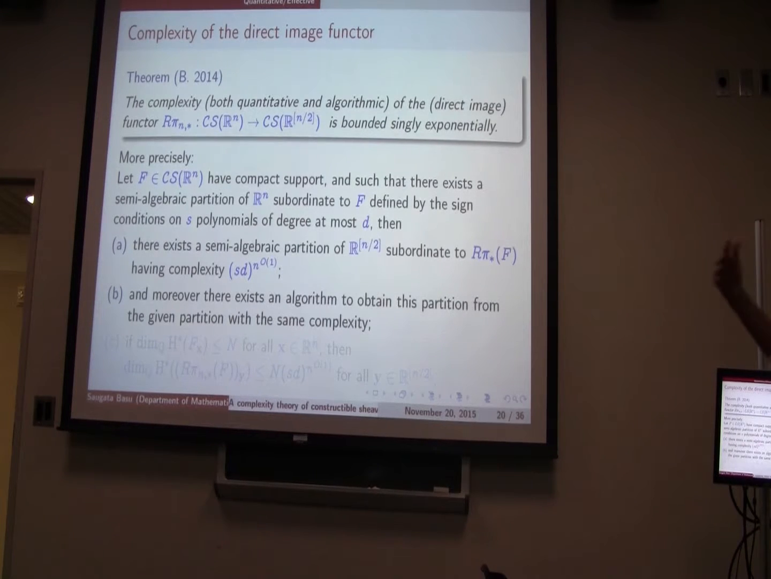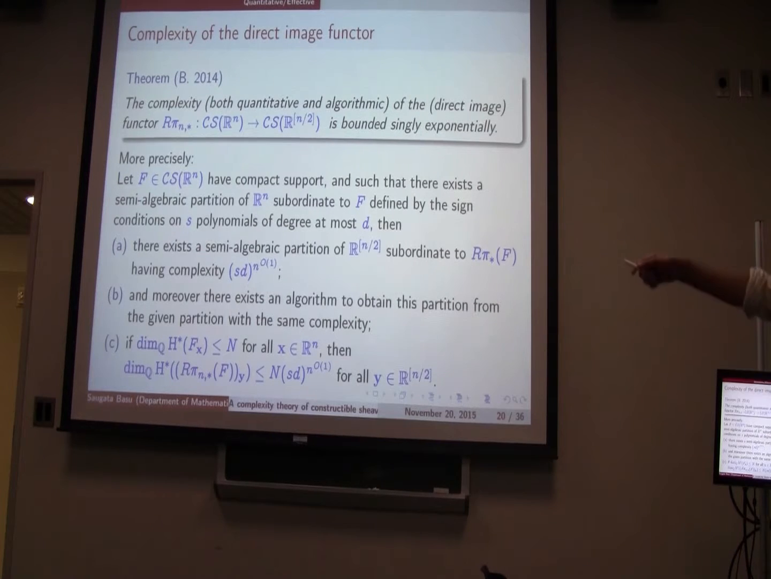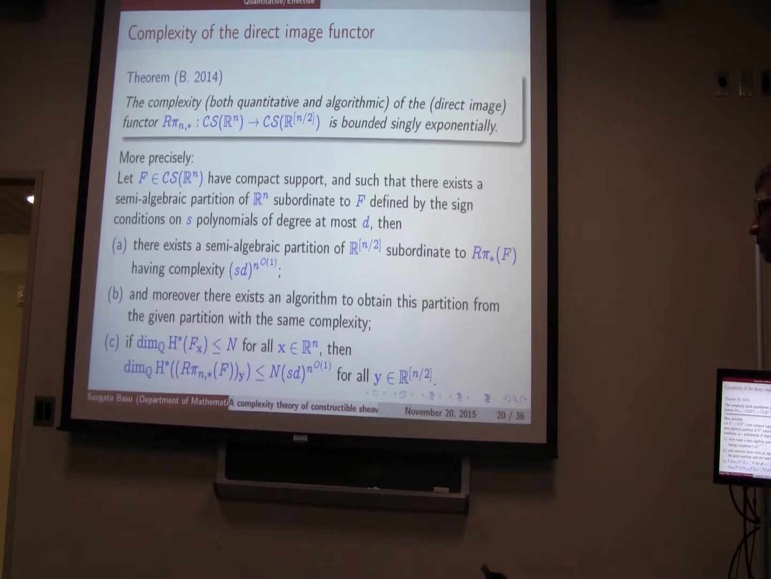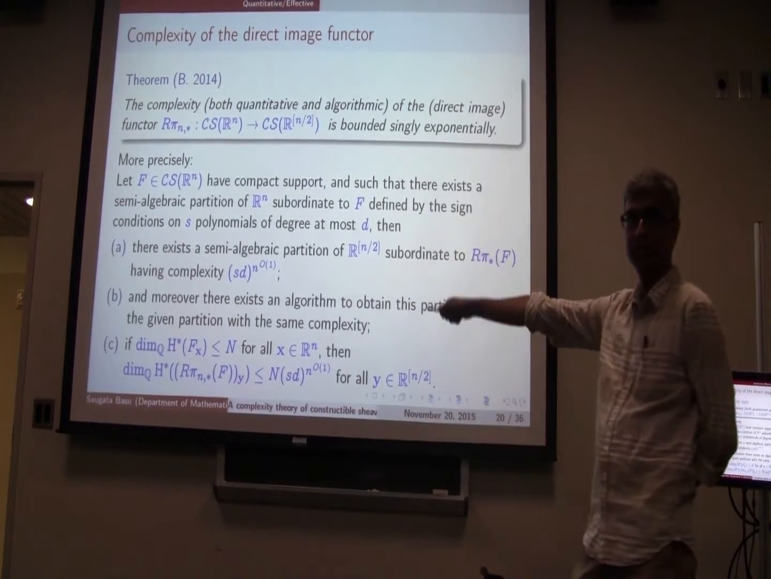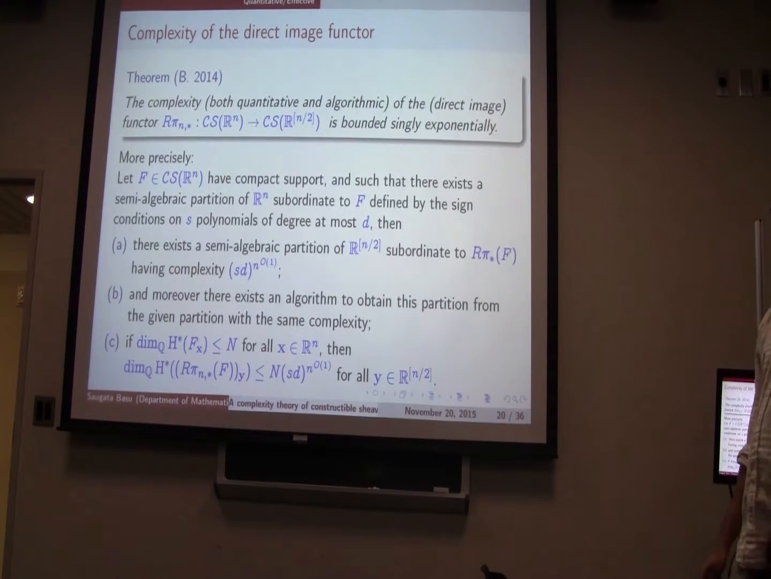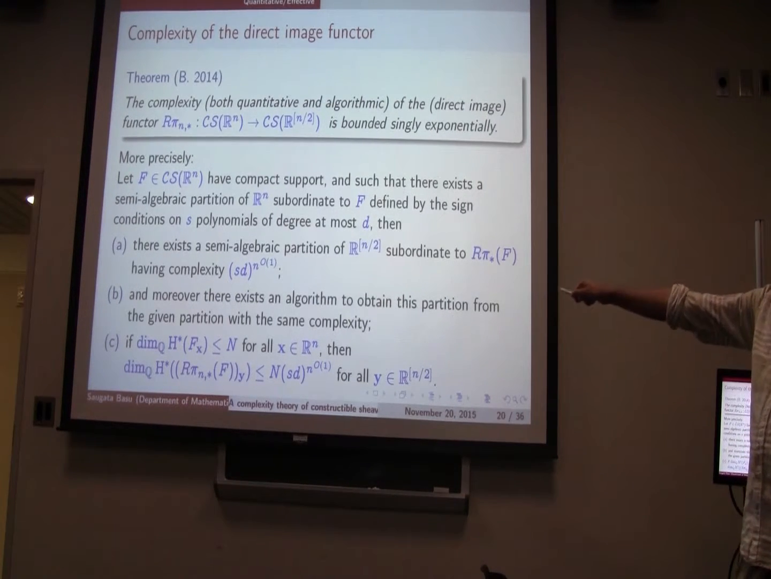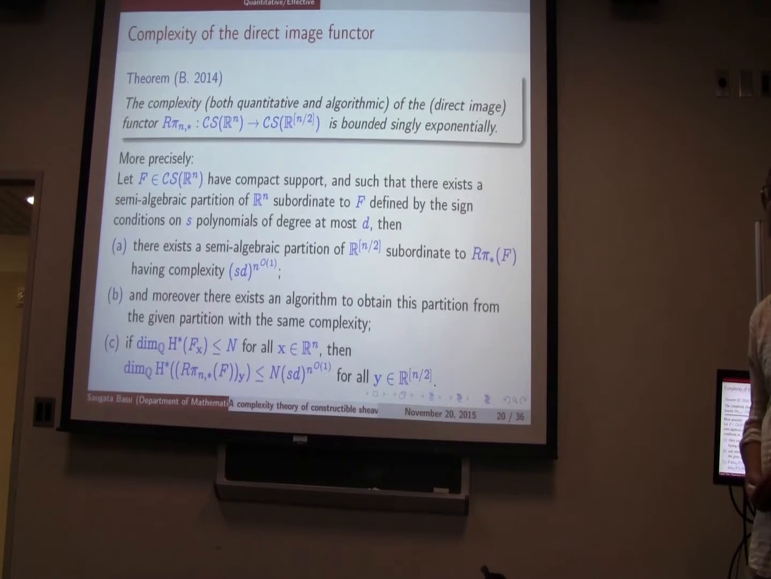But there you can say something constructive about the sheaf, that if you also have a bound on the homologies of the fibers, then you can bound the homology of the fibers of the direct image singly exponentially, in this sense, yes. And for different sheaves, do you get different algorithms? No, it just depends on the partition, because the algorithm does not look at the sheaf.